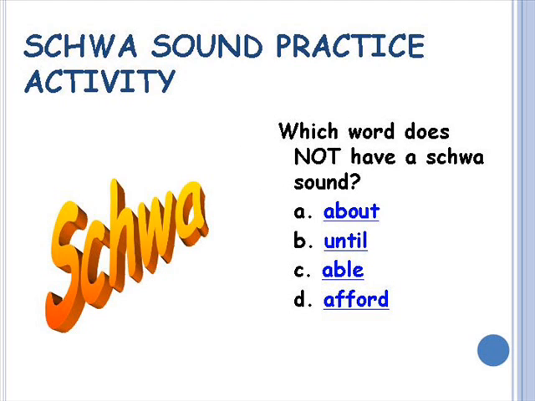Schwa practice. Which word does not have a schwa sound? Answer: C. It begins with a long A sound.